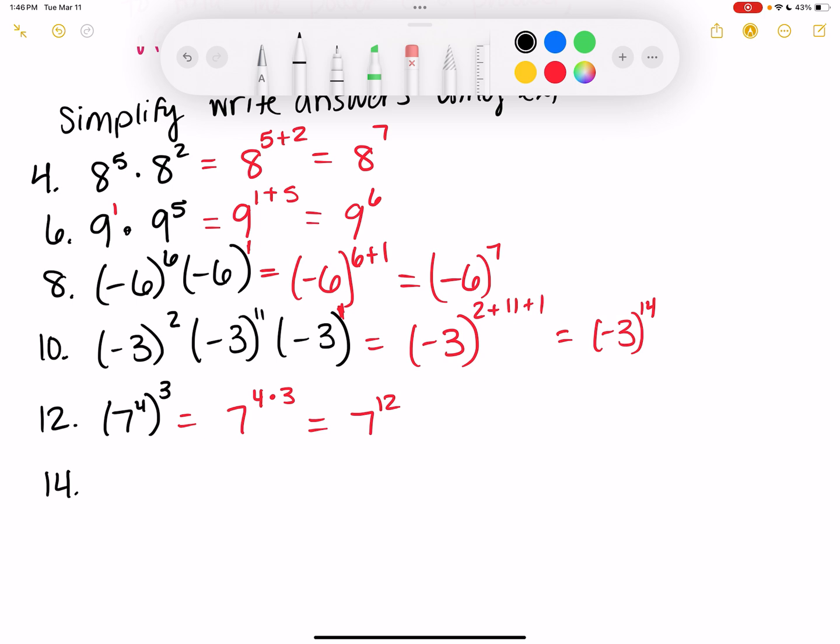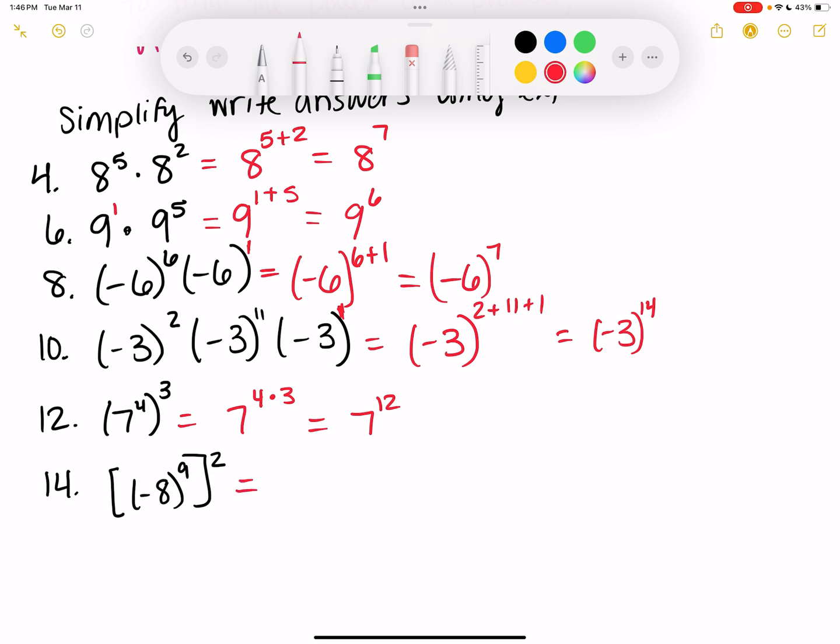Number 14. All right, I've got a bracket, then I've got a -8 raised to the 9th, and then I've closed the bracket and it's being squared. The reason they've done a bracket and parentheses is because that 8 is negative, and they want me to see that the -8 is being raised to the 9th, and then all of that is being raised to the 2nd. So I have a power to a power.